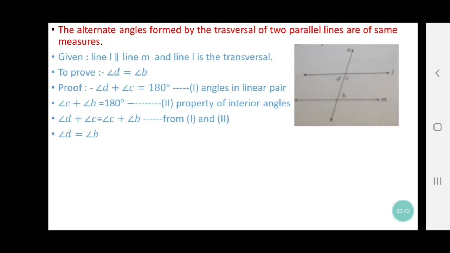Next, that is the alternate angle theorem. Now the statement of the theorem is: the alternate angles formed by the transversal of two parallel lines are of the same measure. Given part is line L is parallel to line M, and N is the transversal. What we have to prove? That alternate angles are congruent. Alternate angles means angle D and angle B are congruent, that is angle D is equal to angle B.